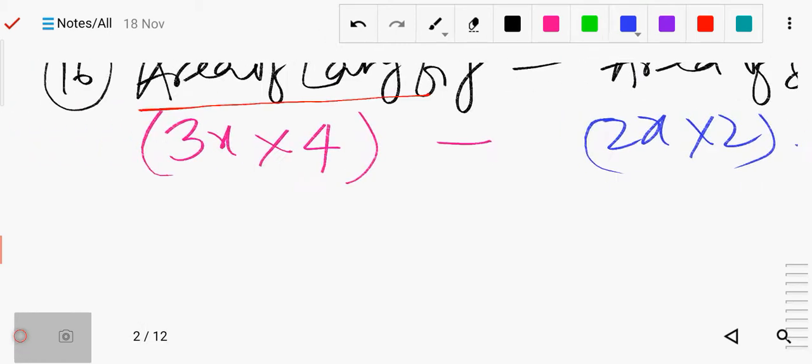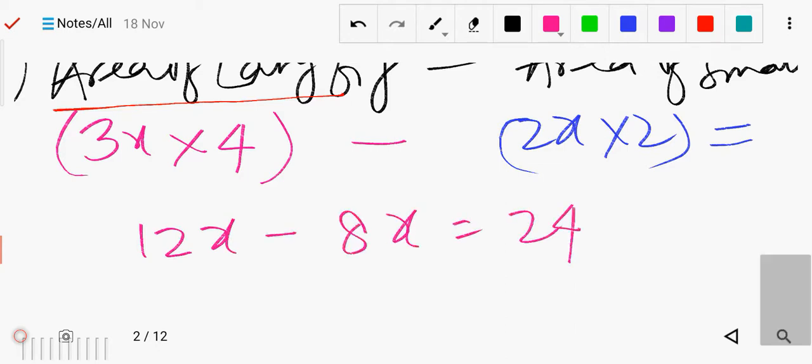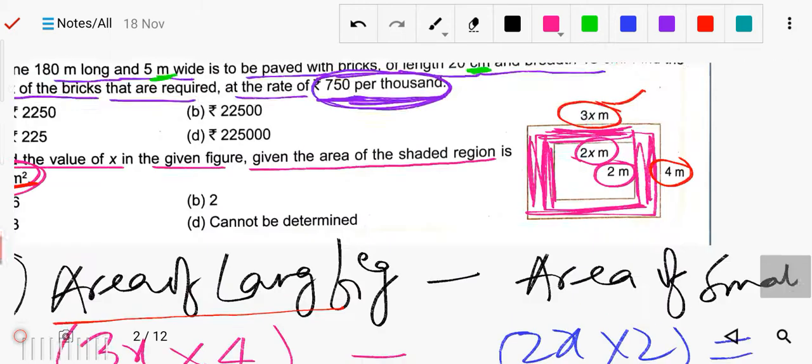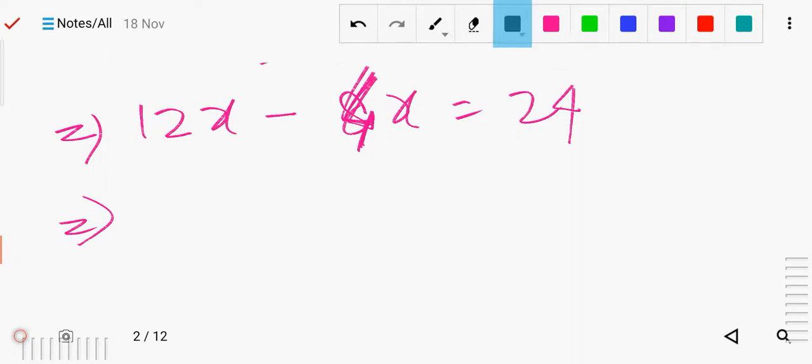Now you can solve. 3 into 4 is 12x, minus, sorry, here it is not 8, 2 into 2 is 4x. Okay, so 4x equals, and now 12 minus 4 is 8x equals 24.